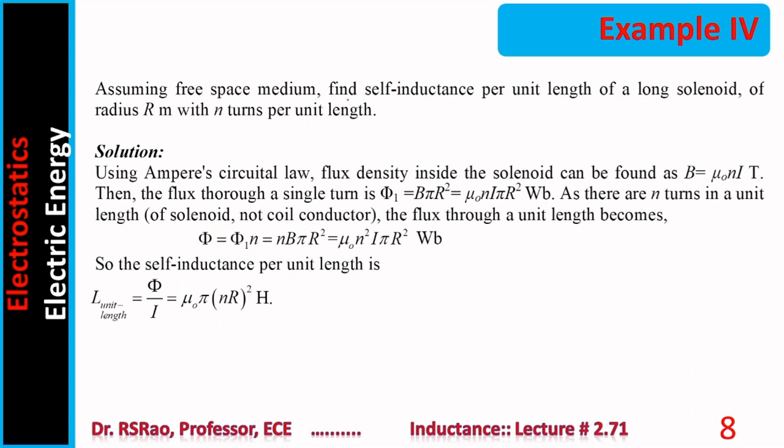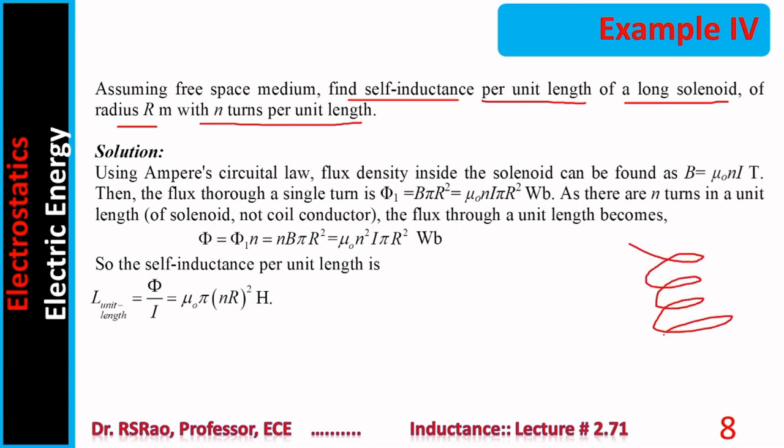Another problem, example 4. Assuming free space medium, find self-inductance per unit length of a long solenoid of radius r meter with n turns per unit length. So here is a solenoid like this. The radius is r meter, and the number of turns per unit length is n. It possesses a certain amount of inductance. What is it per unit length?